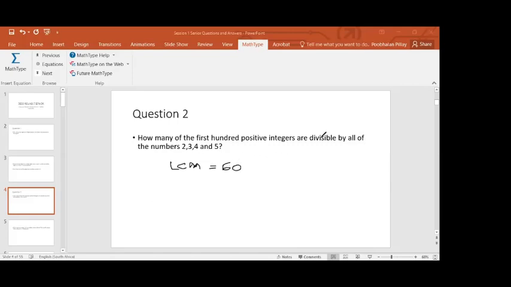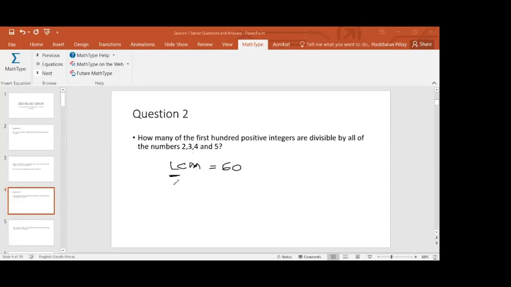Now, if you have a number which is a multiple of 2, 3, 4, and 5, it has to be a multiple of the lowest common multiple. The lowest common multiple literally means it's a common multiple which is the smallest of the lot. So the number must be at least 60. But this number is from 1 to 100.